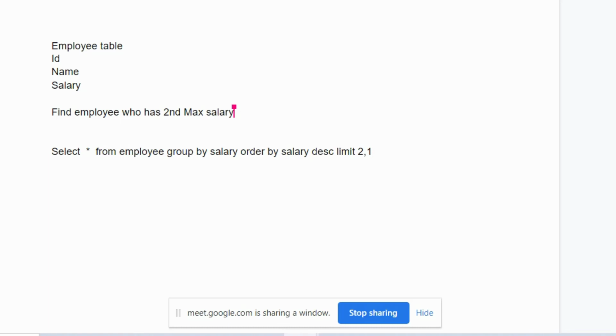This query would give the result of the second highest salary in MySQL. But I know in Oracle we have to use something like the dense rank or rank function, where we have to figure this out.